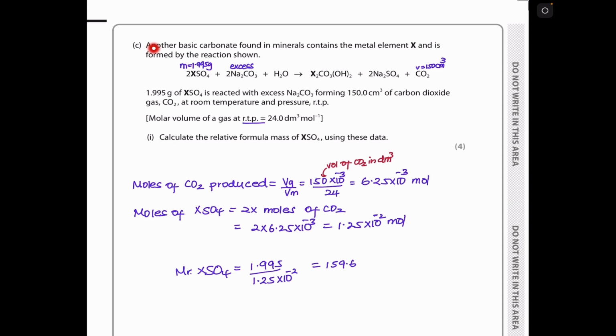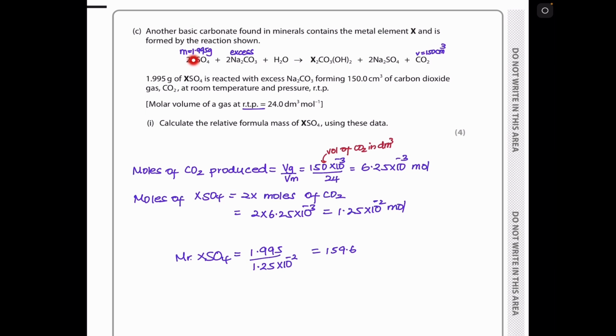In part C, another basic carbonate found in minerals contains the metal element X and is formed by the reaction shown. Here we have the metal sulfate reacting with sodium carbonate. 1.995 grams of the metal sulfate is reacted with excess sodium carbonate. Reacting with excess sodium carbonate is to ensure that all the metal sulfate reacts. So this forms 150 centimeters cubed of carbon dioxide gas at room temperature and pressure. They say calculate the relative formula mass of the metal sulfate using this data.